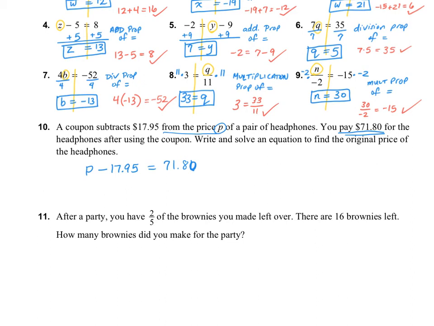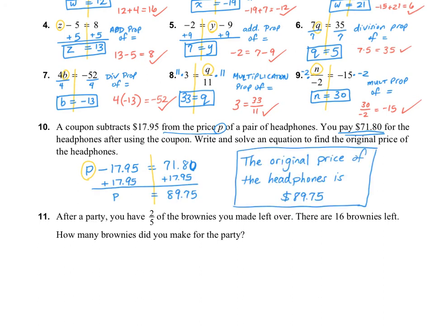Okay, so there we have the equation. Now we want to find the original price of the headphones. And in order to do that, we just need to solve for the letter P. You solve the problem on your own and then turn the video back on when you're done. Okay, there I have my answer. You'll notice that I gave my answer in a complete sentence.